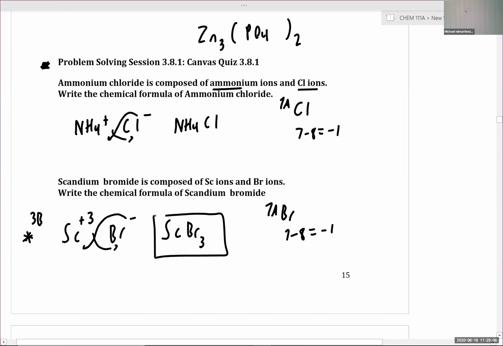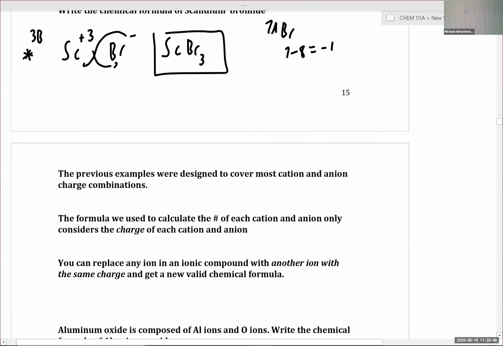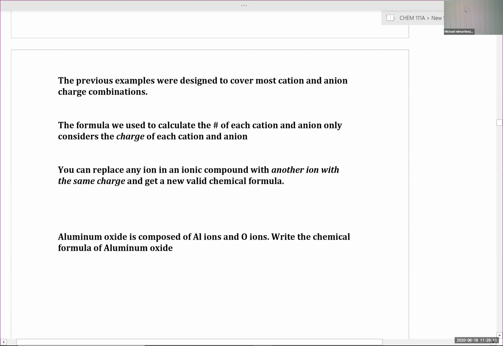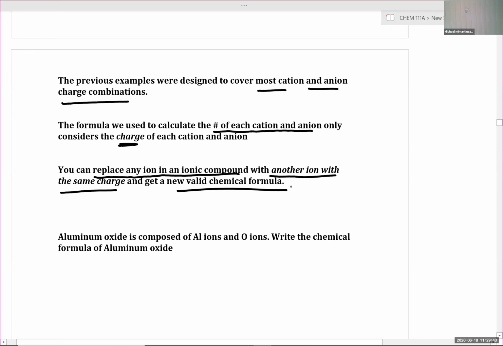If not, we'll continue on with nomenclature. One idea that I want to introduce is that these previous examples were designed to cover most cation and anion charge combinations. Notice how the formula and the logic that we use to calculate the number of each cation and anion only cares about the charge. It doesn't actually care about the identity of the cation and anion. As a result, you can replace any ion in an ionic compound with another ion with the same charge, and you get a new valid formula.